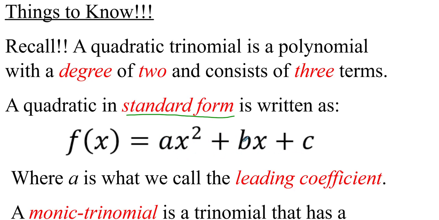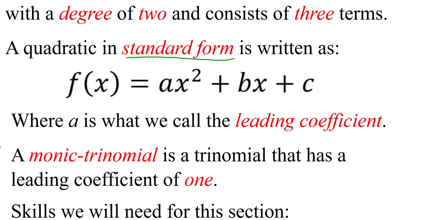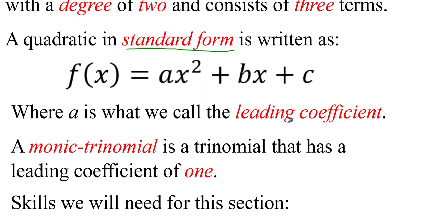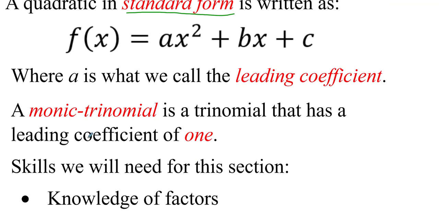The a and the b are our coefficients for our x squared term and our x term, and then we have the c term, which is our constant, meaning it is just our number term. There is no variable there. That is our non-variable term. And the a is our leading coefficient when we are in standard form. We've done this before in the polynomial unit, so if you need to, please go back and check that one out. Okay, and a monic trinomial means that the a value, the leading coefficient, has a value of 1.